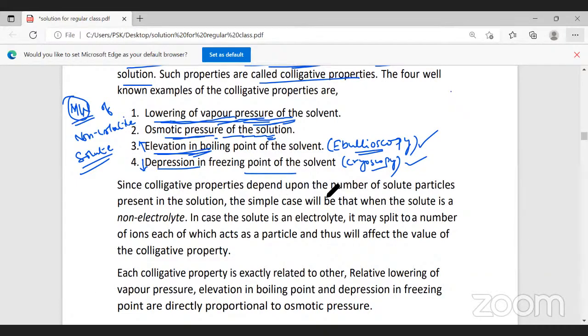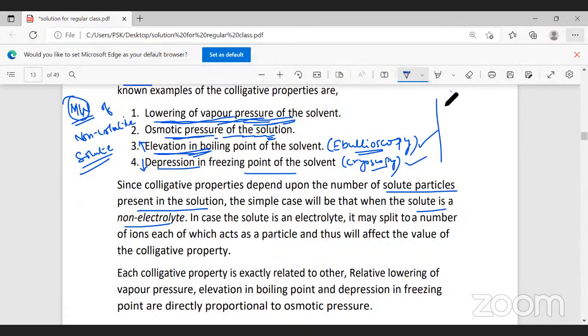Now see here, since colligative property depends upon the number of solute particles present in the solution, the simple case will be when the solute is a non-electrolyte. What is an electrolyte and a non-electrolyte? Give an example at least for an electrolyte and non-electrolyte.